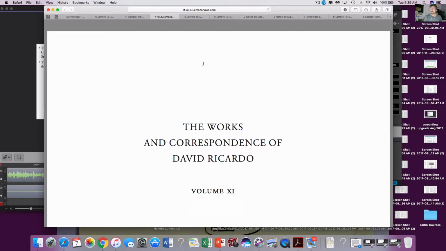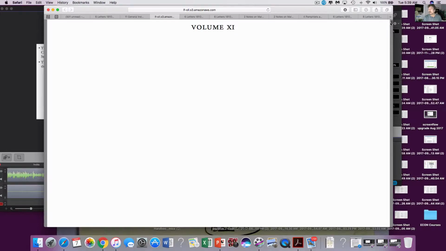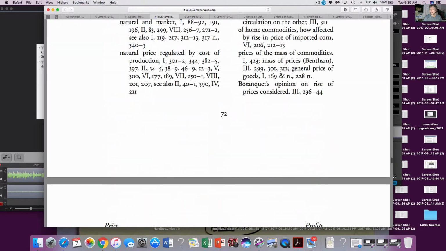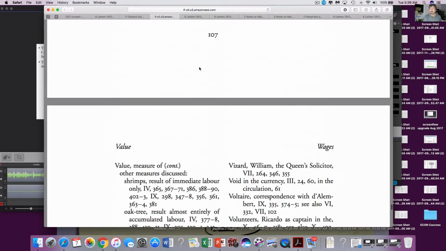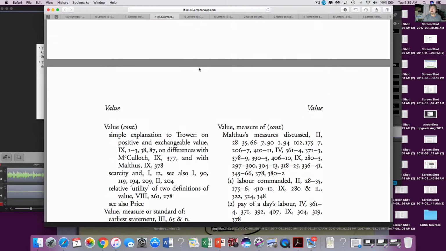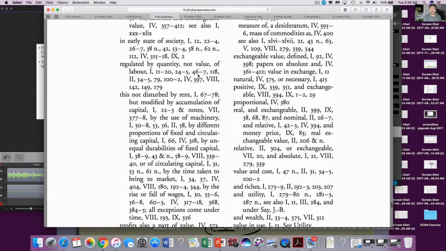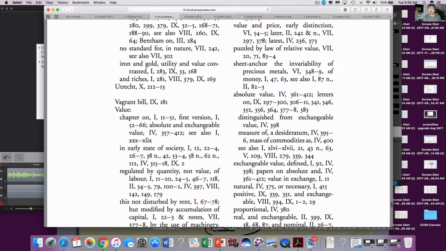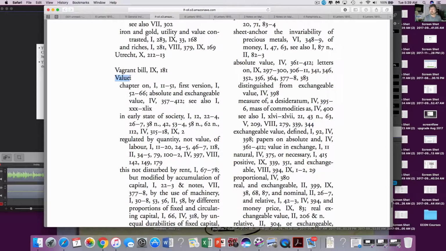This is the PDF of the Works and Correspondence of Ricardo. And what I want to do is get down here to the entry on the measure of value, which is here. So this then becomes the entry that Sraffa has in his index on value. And Sraffa devotes two full pages to the entry on value in his index, which refers to all the different places in the works and correspondence where we can find it.